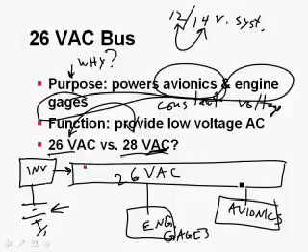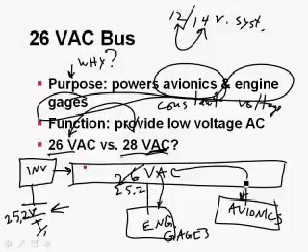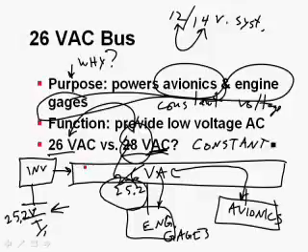So it's very convenient, and we didn't have to step up the voltage. You know, this is a 25.2 volt battery. Even if this was 25.2, our engine gauges will work fine, and so will our avionics, because we're going to say that between 25.2 and 28, that's a relatively constant voltage as far as electrical systems on airplanes are concerned.